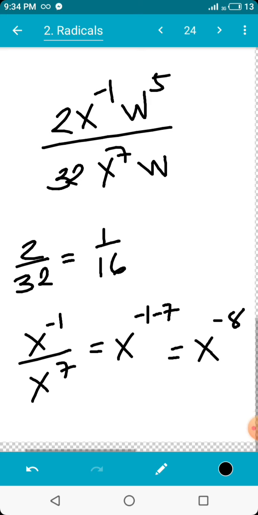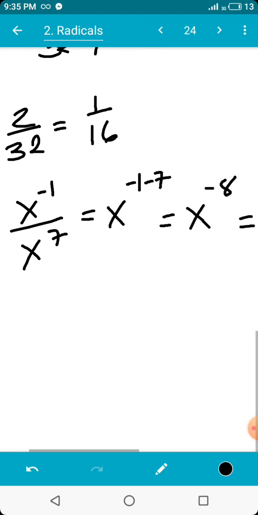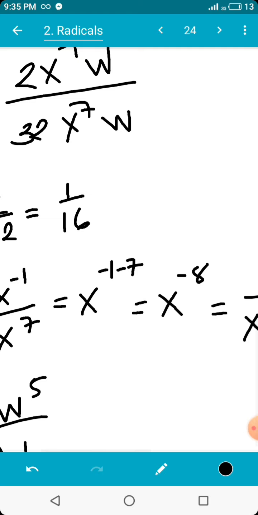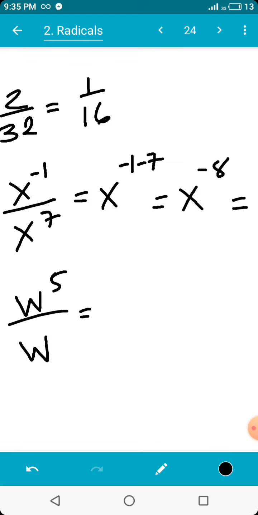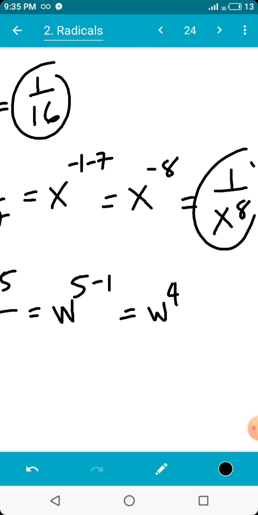And kapag may negative tayong exponent, again, it will just become fraction. But this time, magiging positive na yung exponent. Okay? So, we have the w, that is w raised to 5 over w. Tama ba? Yes. Okay? So, again, ima-minus lang din natin yung exponent. So, that is 5 minus 1, and your w is raised to 4. Okay? And then, pagsasamahin lang natin yung mga naging nakuha nating sagot.